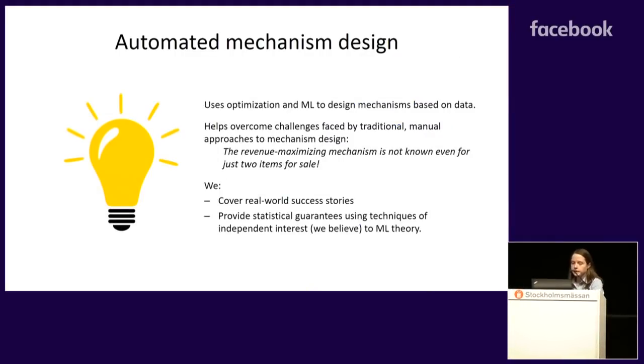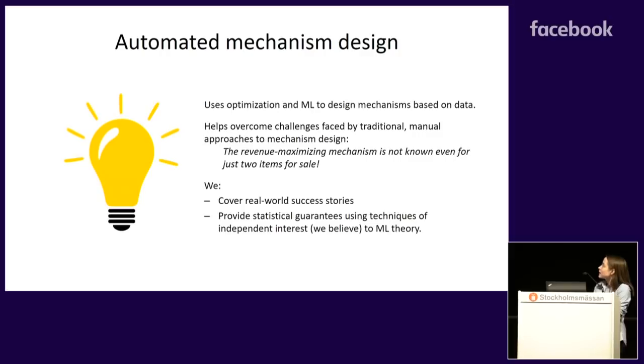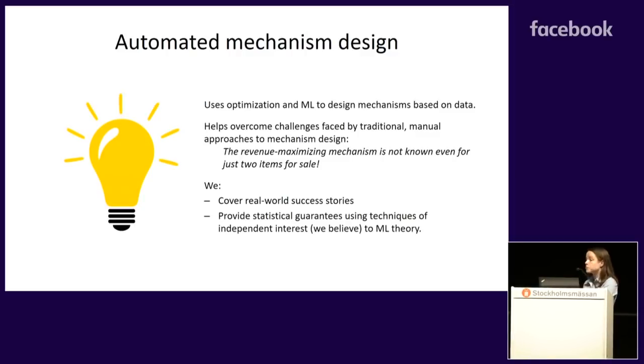So this tutorial is about automated mechanism design, which is a new approach to mechanism design which uses optimization and machine learning to design mechanisms based on data. And automated mechanism design helps overcome the challenges that have been faced by economists, namely the challenges of traditional and manual mechanism design, which has faced major roadblocks because we don't even know how to sell 2 items to 2 bidders optimally, or in a revenue-maximizing way.